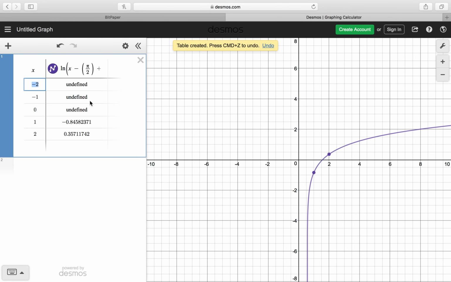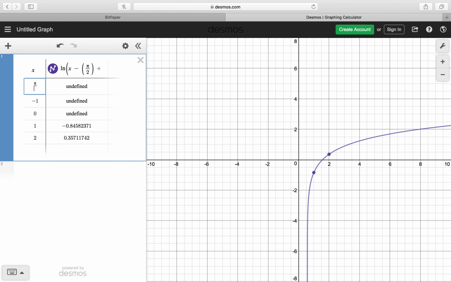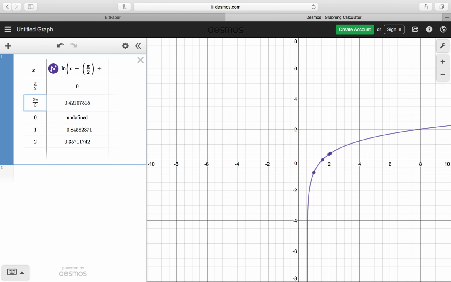And remember, it starts at pi halves, right? So I think one thing that would be good to know is what the value is when it's at pi halves. Pi halves, it's going to be 0. Okay, good to know. How about another value? Remember, pi halves is halfway to pi. So what's our next value? How about 2 pi over 3? That's a good one to know.